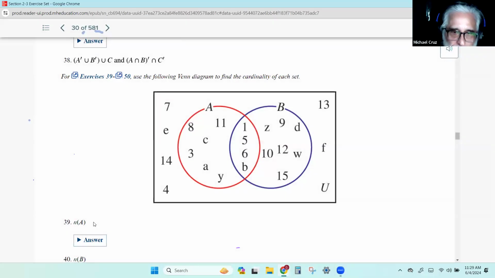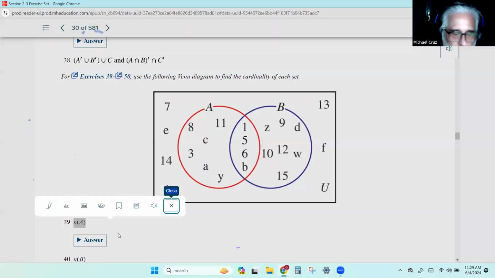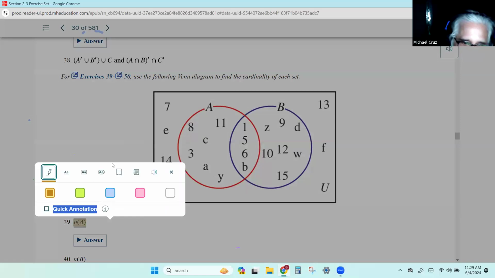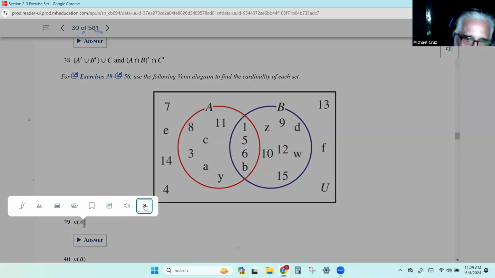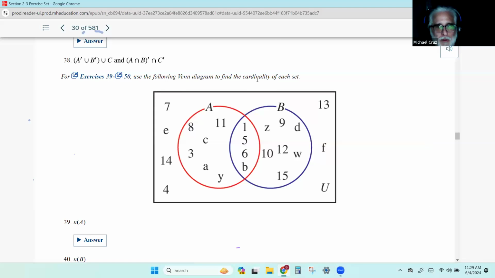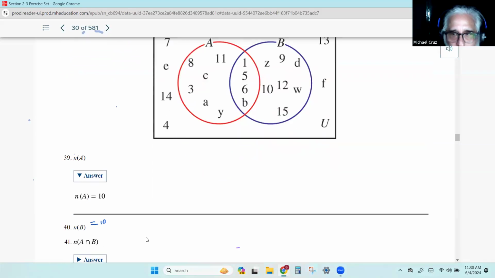Well, what does that mean, first of all? The number of elements in A is read as cardinal number, when they say cardinality. You can also see this as N of A, meaning the number of elements in A. So this is pretty simple because there are 1, 2, 3, 4, 5, 6, 7, 8, 9, 10 elements. Look at that. We got it right.